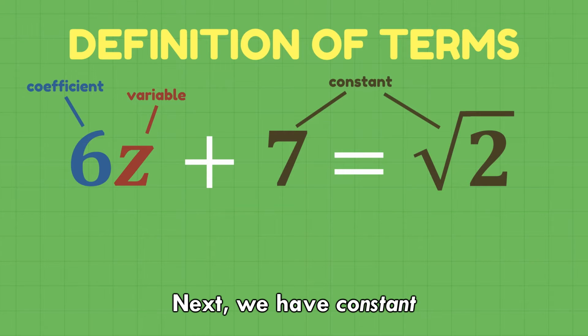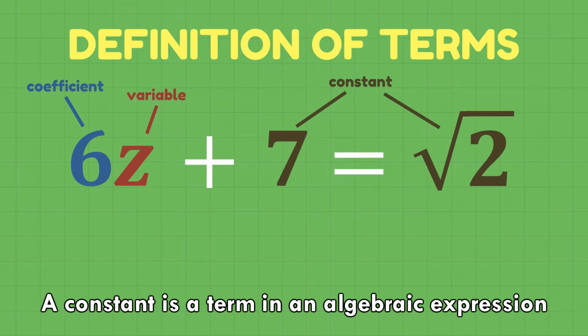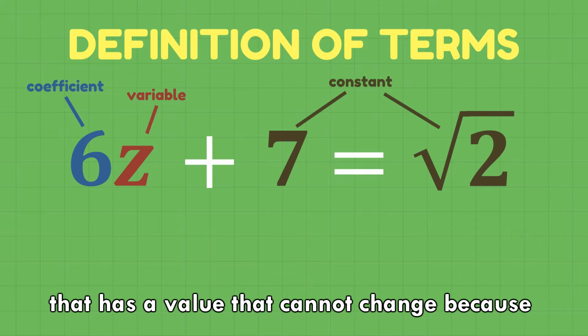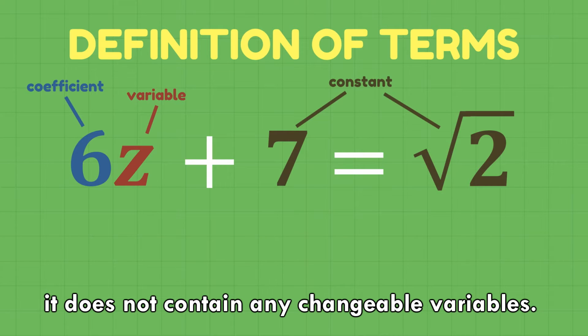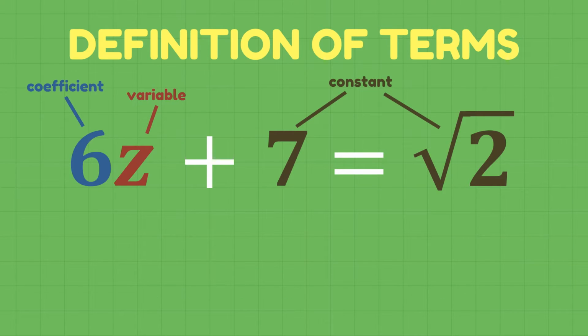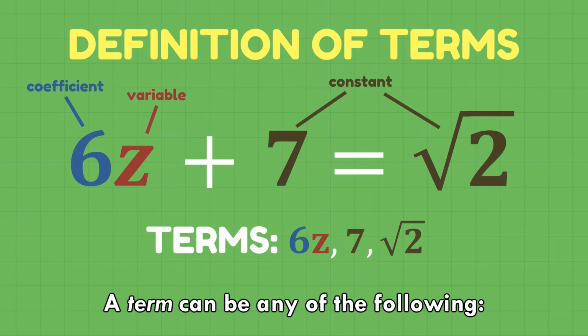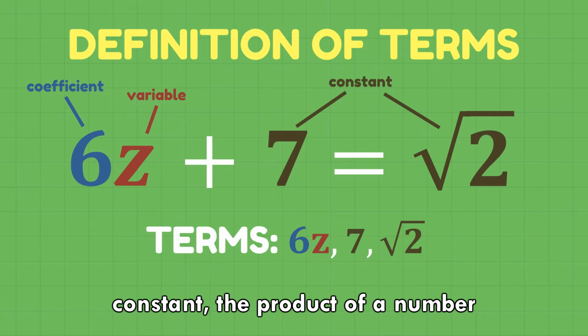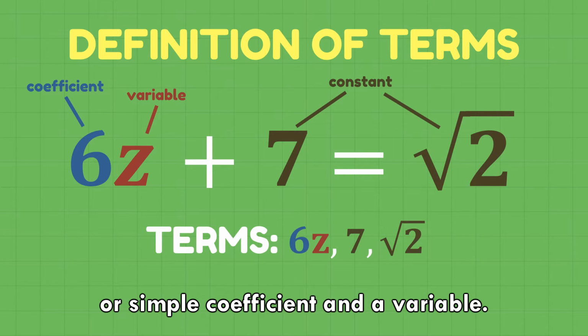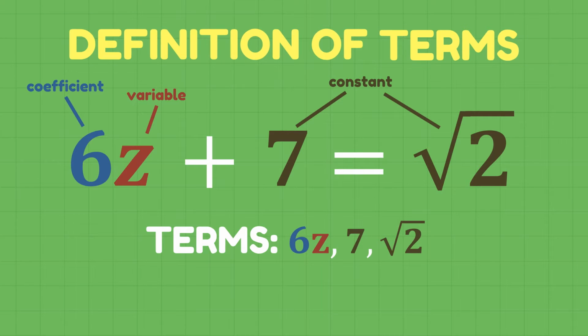Next, we have constant. A constant is a term in an algebraic expression that has a value that cannot change because it does not contain any changeable variables. A term can be any of the following: a constant, the product of a number or simple coefficient, and a variable.